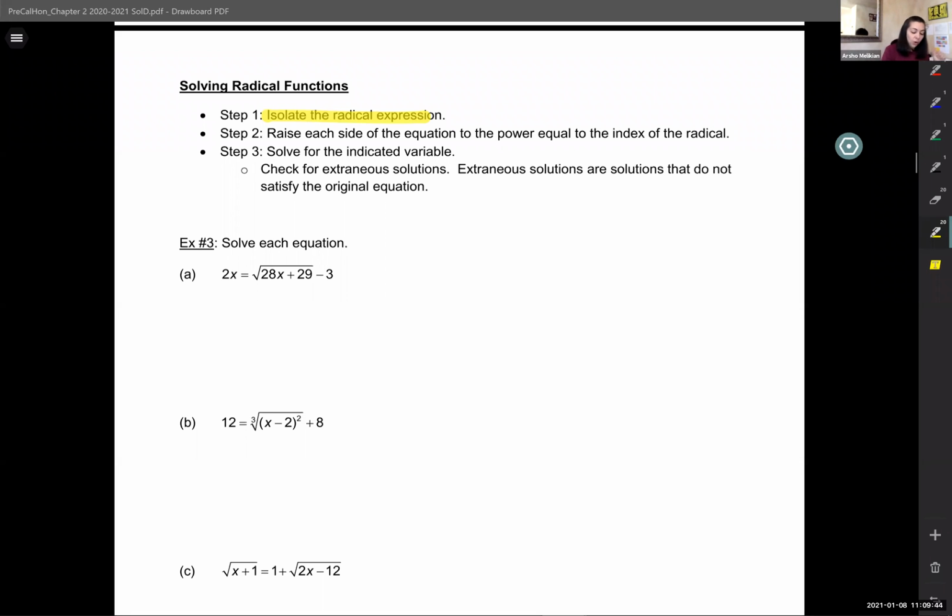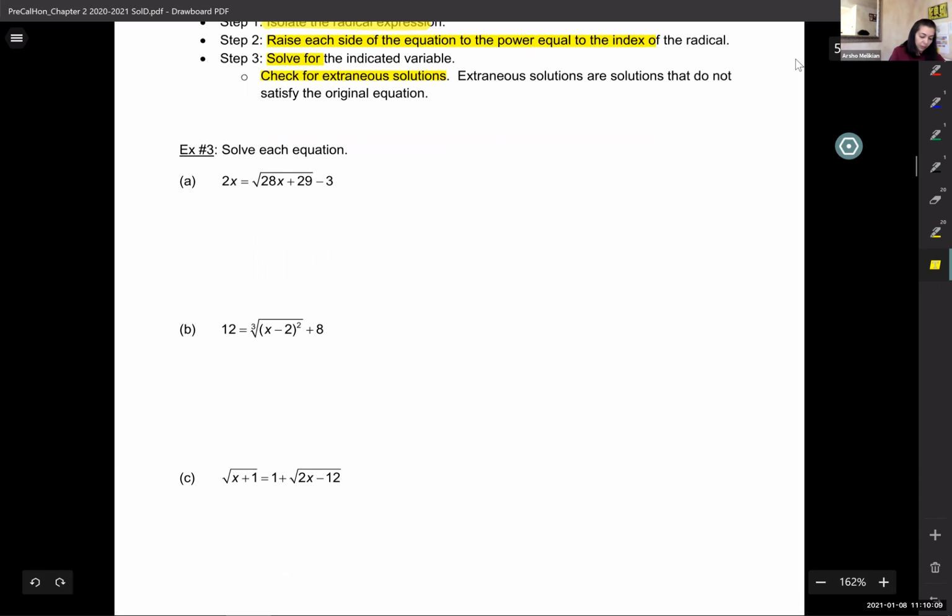Okay, so after we isolate the radical expression, you want to raise each side of the equation to the power equal to the index. So if it's cube root, power of 3, square root, power of 2. Solve, and then check for any extraneous solutions. All right? Okay, let's do one, and then we can revisit each of these points.